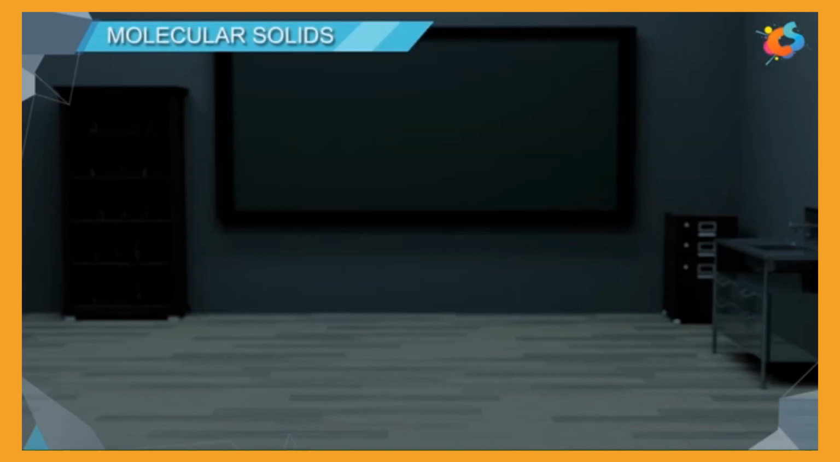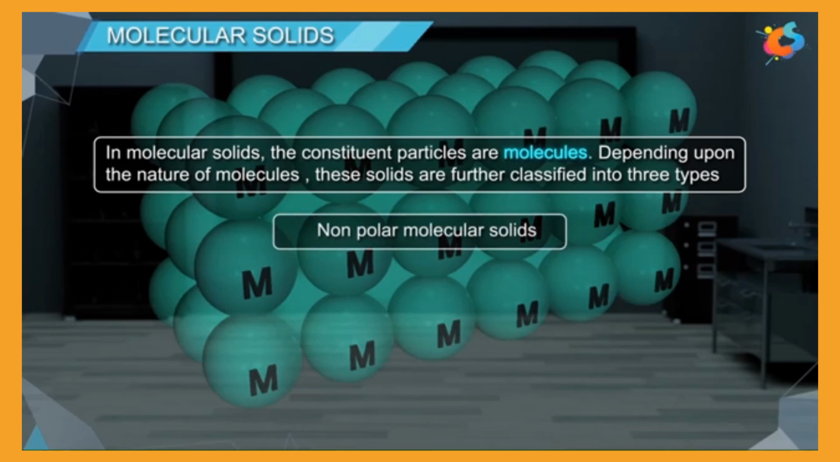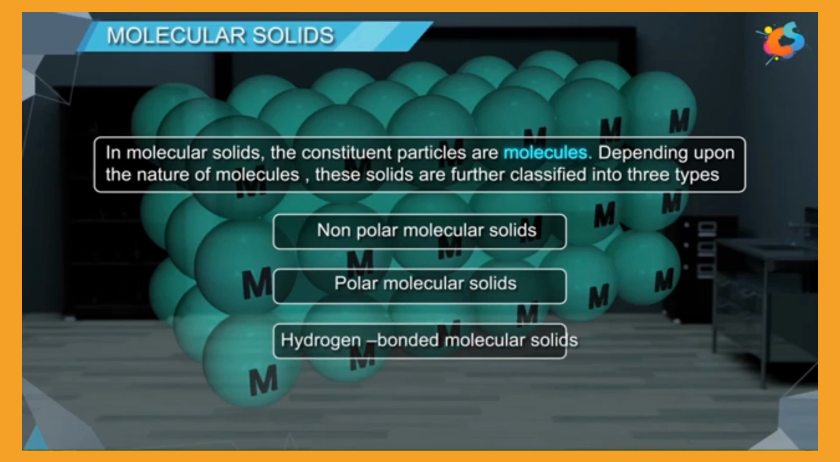Firstly, let us take up molecular solids. In molecular solids, the constituent particles are molecules. Depending upon the nature of molecules, these solids are further classified into three types: non-polar molecular solids, polar molecular solids, and hydrogen bonded molecular solids.